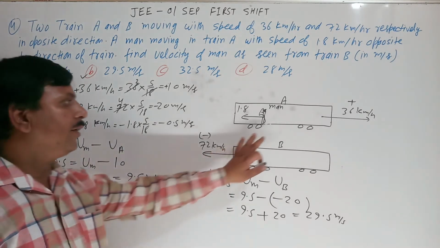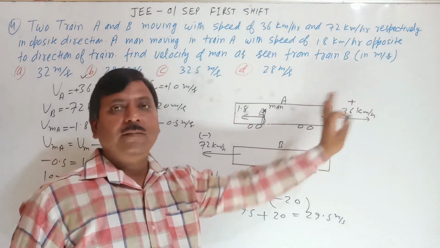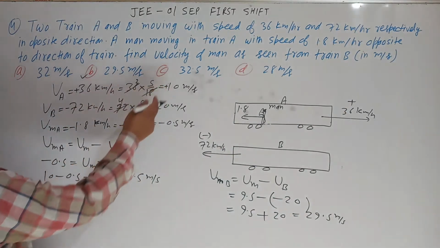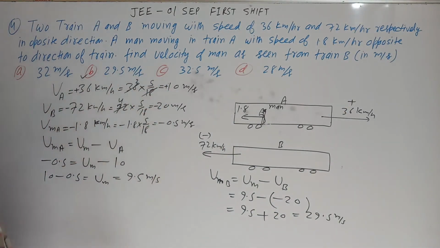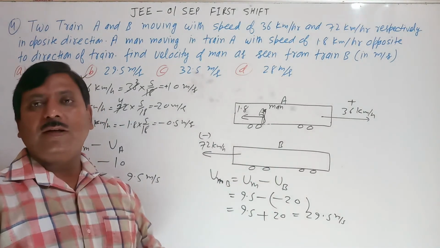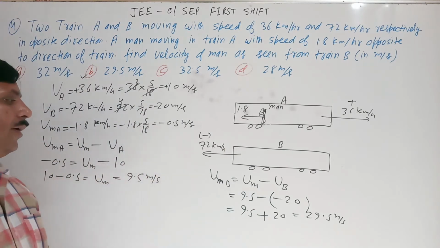So here, one thing we have done: the right-hand side we have taken as positive, and the left-hand side becomes negative. That's why this is positive and these both are negative. And for the velocity of the man with respect to train B, we applied the relative velocity formula and found it.